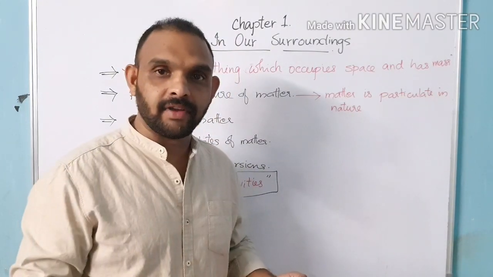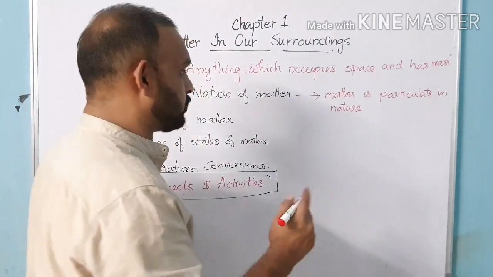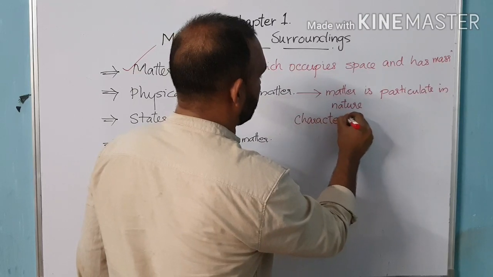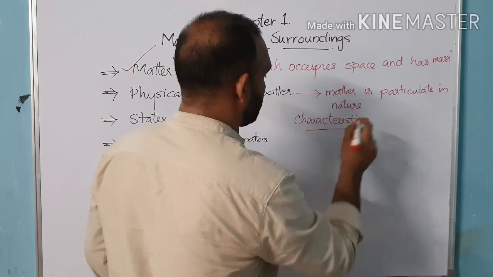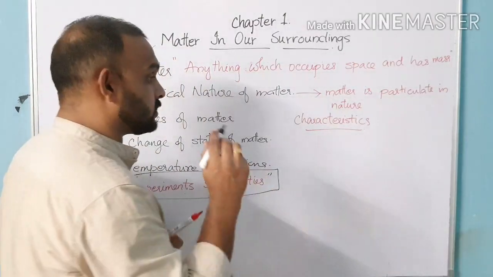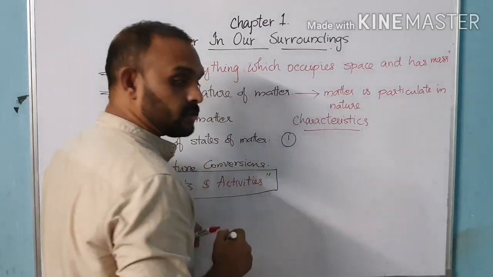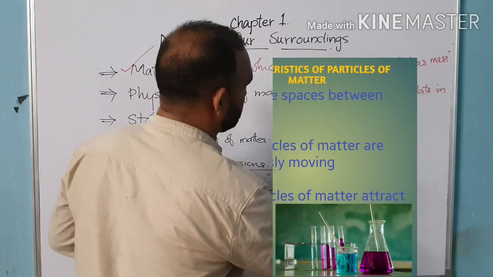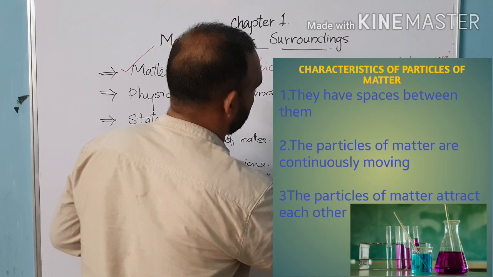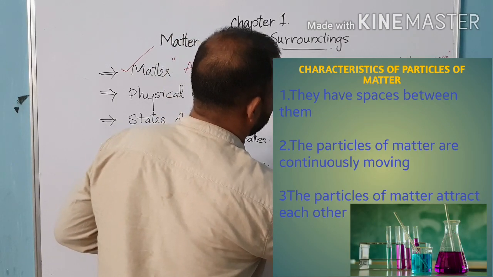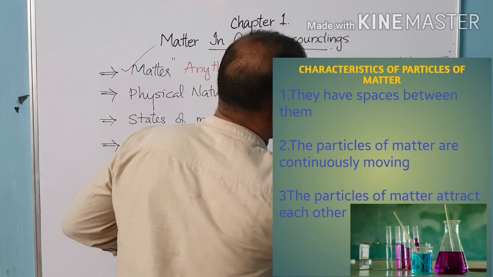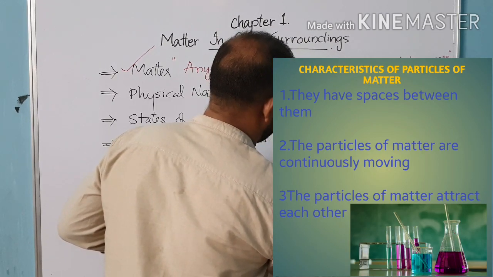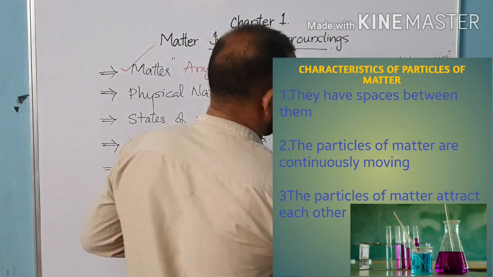Does matter have any characteristics? Yes. Matter has 3 characteristics. Let us see what the characteristics of matter are. It has 3 characteristics. The first characteristic is that particles of matter have large space between them.